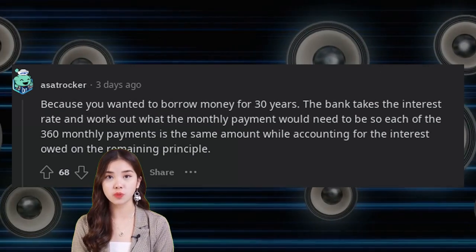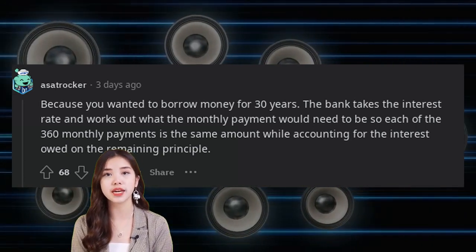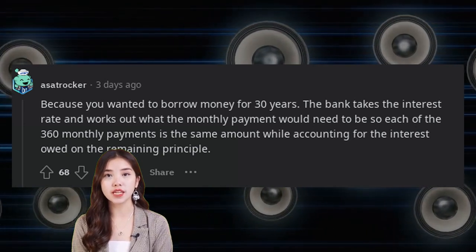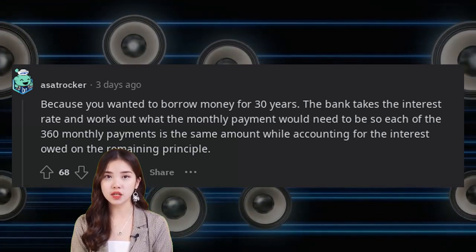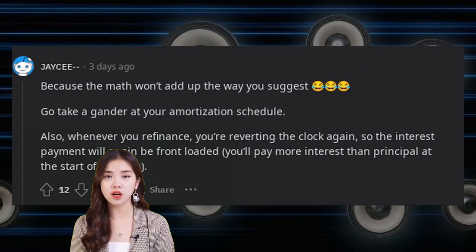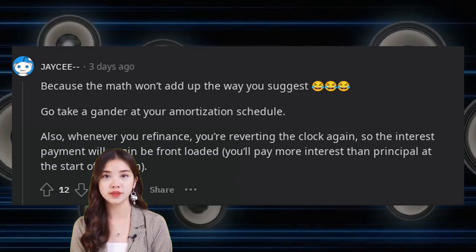Because you wanted to borrow money for 30 years. The bank takes the interest rate and works out what the monthly payment would need to be, so each of the 360 monthly payments is the same amount while accounting for the interest owed on the remaining principal. Because the math won't add up the way you suggest.